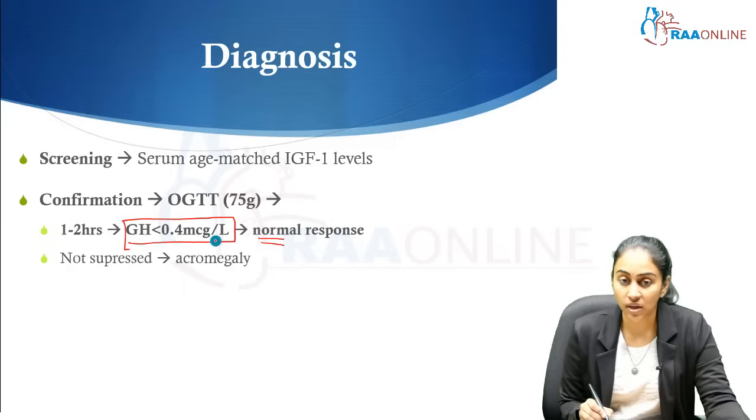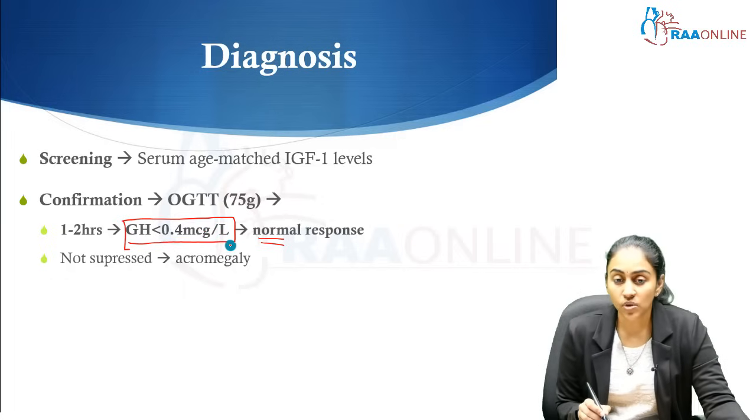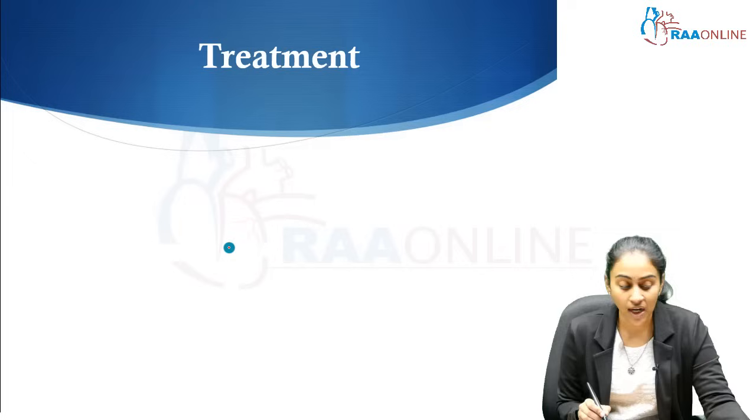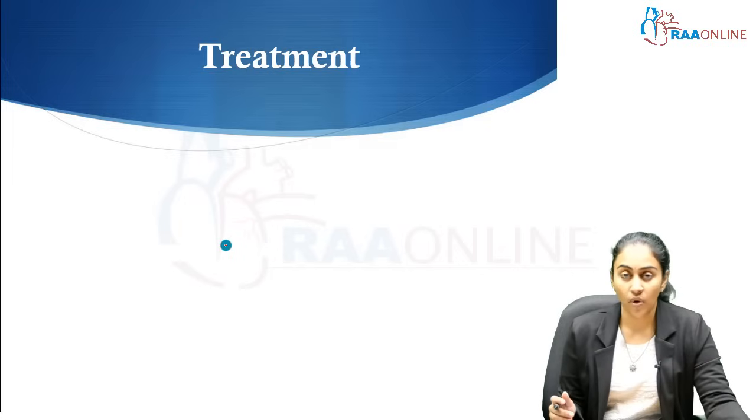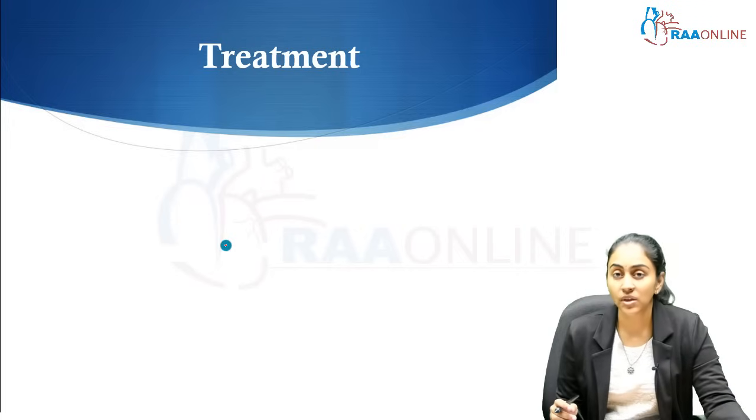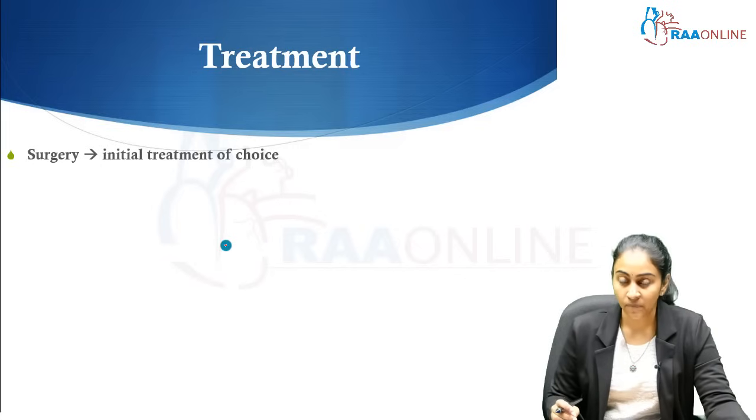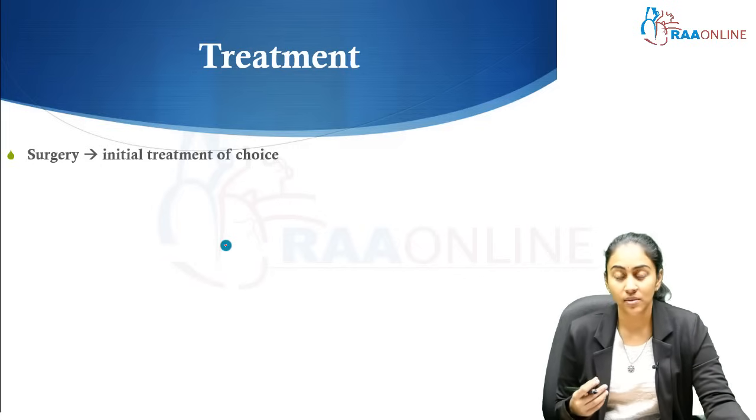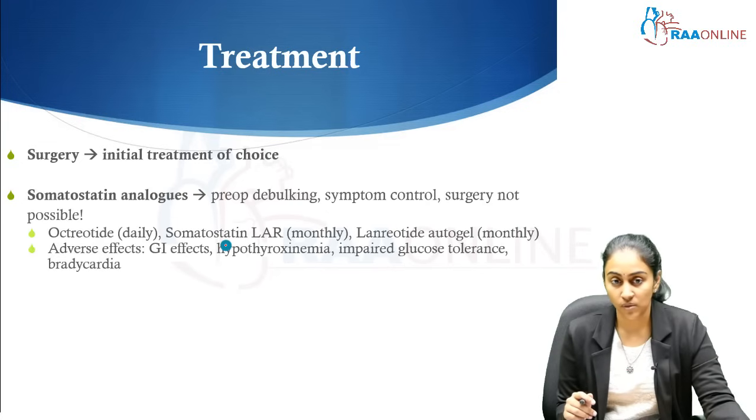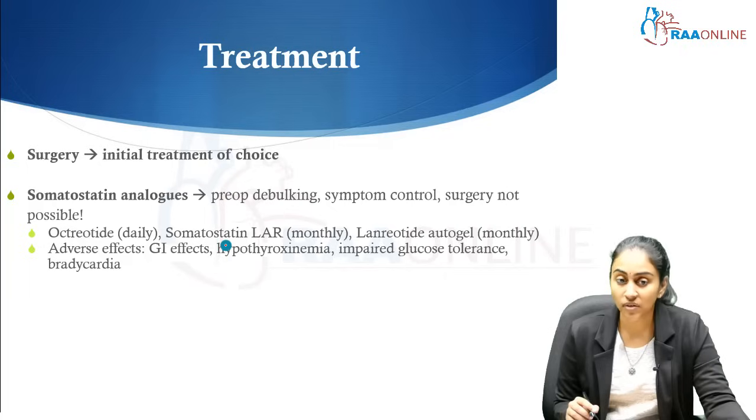But if you don't have that, if the growth hormone is still above 0.4 microgram per liter, that tells you that the growth hormone is unsuppressed, and that confirms the diagnosis of acromegaly. So, screen it with IGF-1 level and confirm it with oral glucose tolerance test. For acromegaly, in contrast to what we learnt about prolactinoma earlier, surgery is going to be the initial treatment of choice. Now, medications are largely reserved either for symptom control or whenever surgery is not feasible.